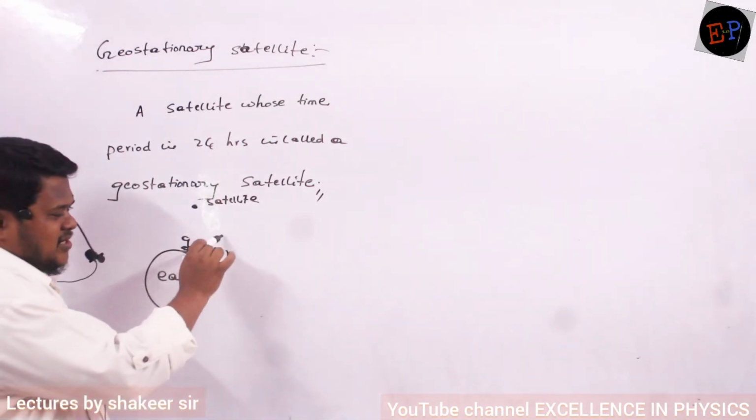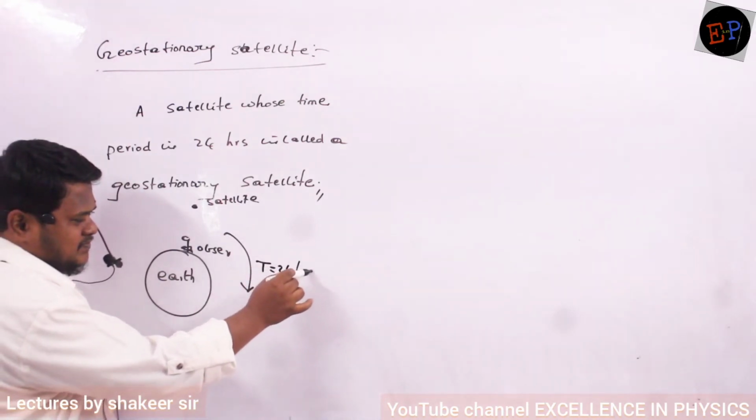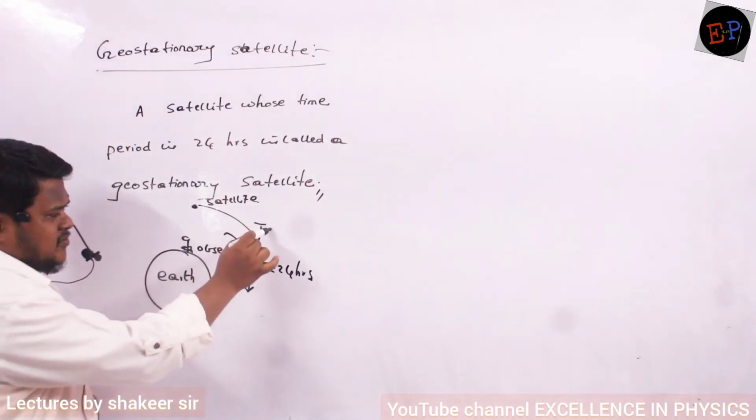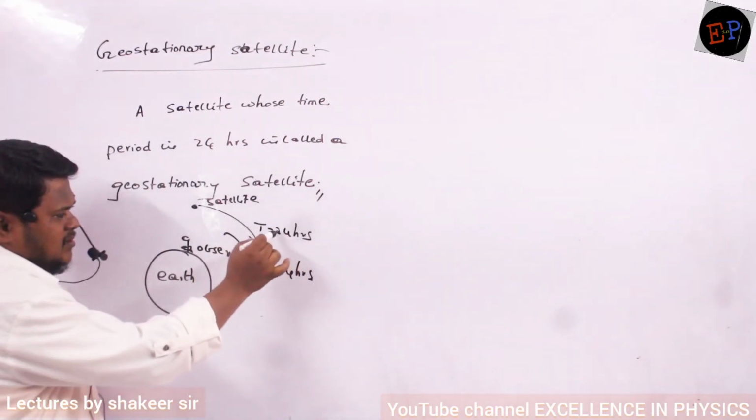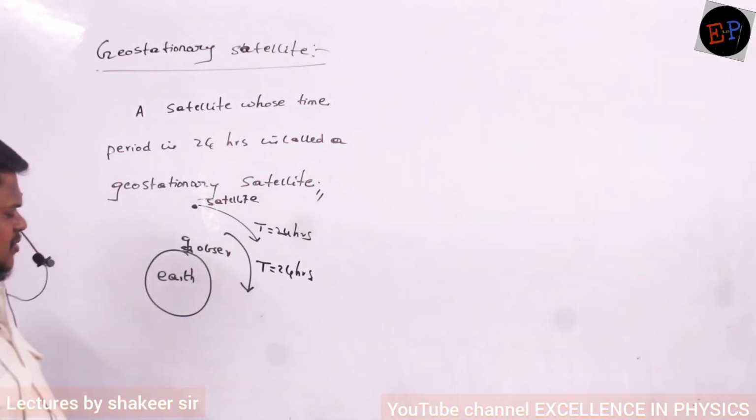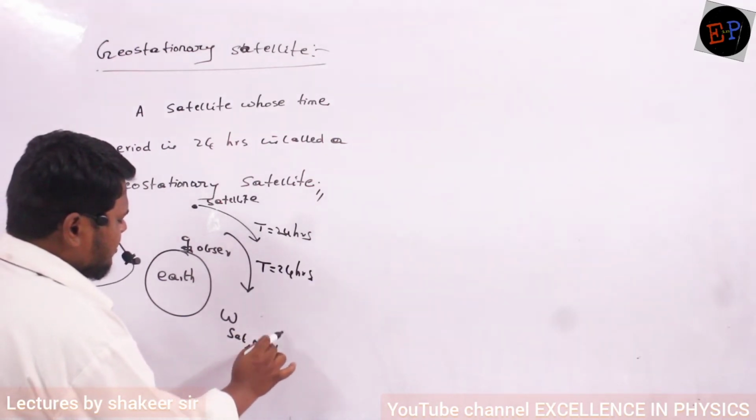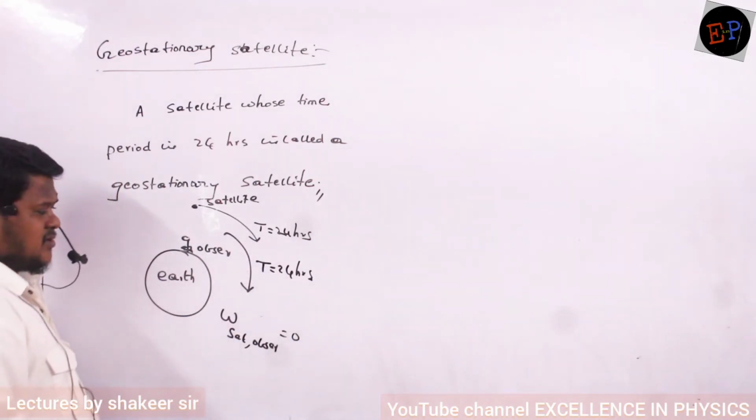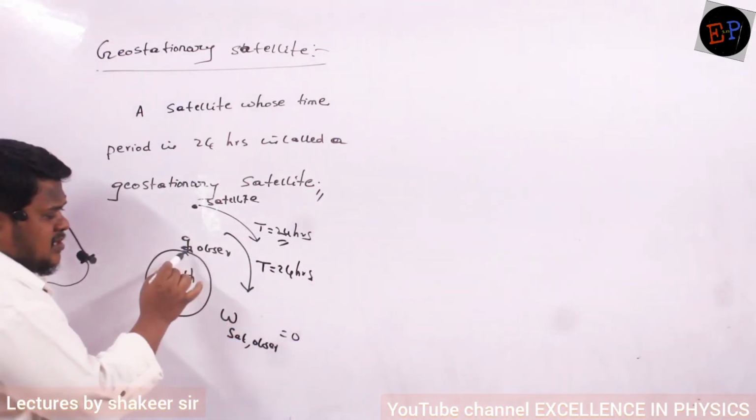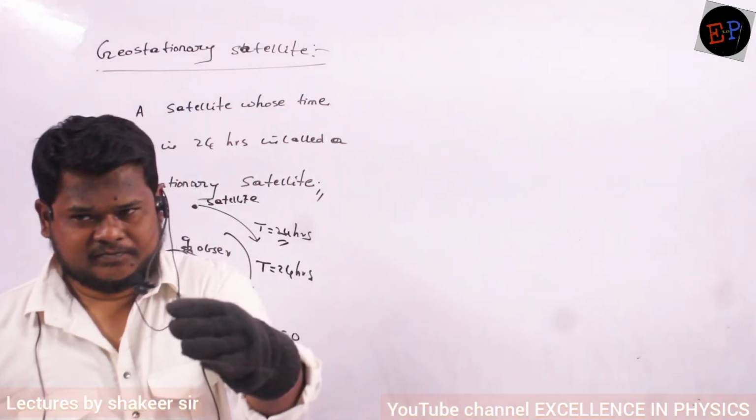See, Earth is rotating with some angular velocity, no? And its time period is 24 hours. So if this satellite also rotates with a time period of 24 hours, then the relative angular velocity between observer and satellite will become 0, no? The angular velocity of the satellite with respect to the observer will be 0. So when the satellite's time period is also 24 hours, then to this observer, the satellite appears to be in rest position. Both are moving.